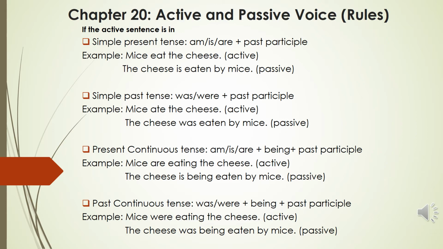If your active sentence is in past continuous tense, again it is a continuous tense but with past, so you have to use was, were plus the same use of the word being plus past participle. For example, mice were eating the cheese. This is a sentence in active form. Now the passive of this sentence will be: the cheese was being eaten by mice.